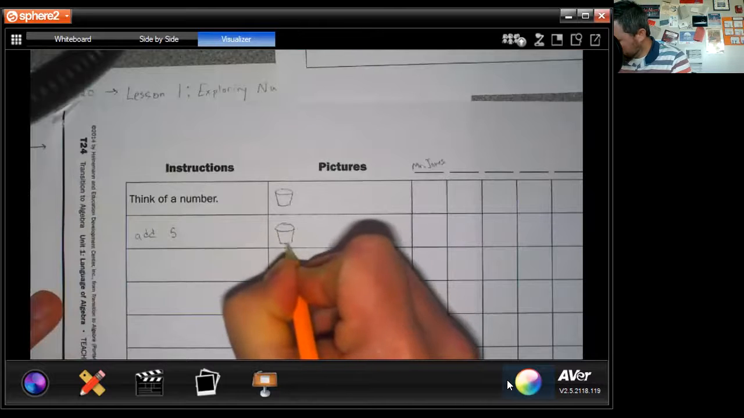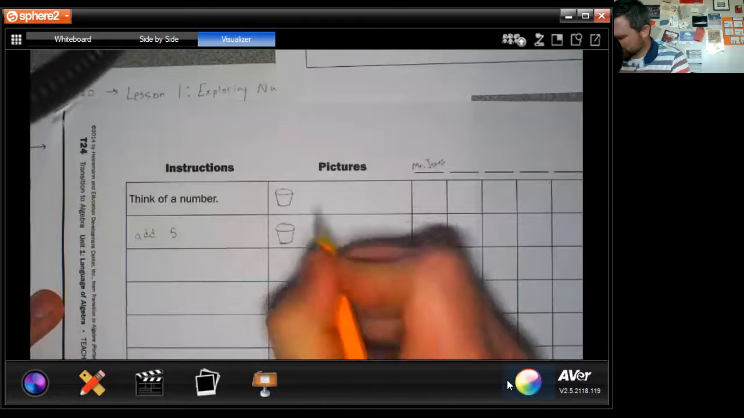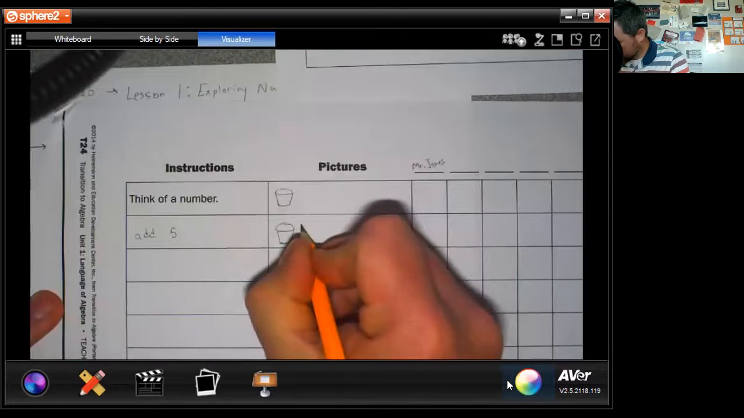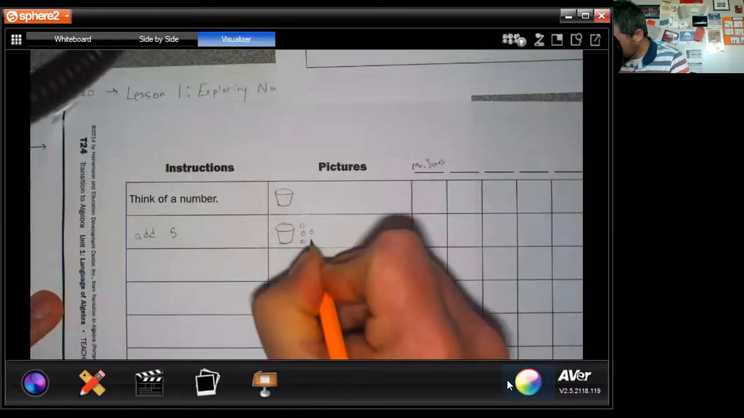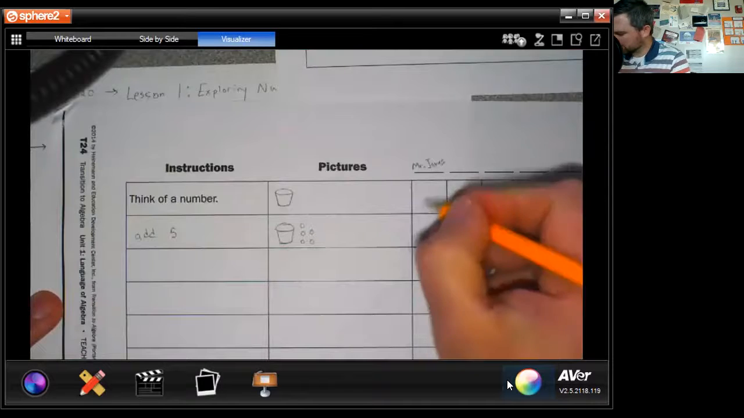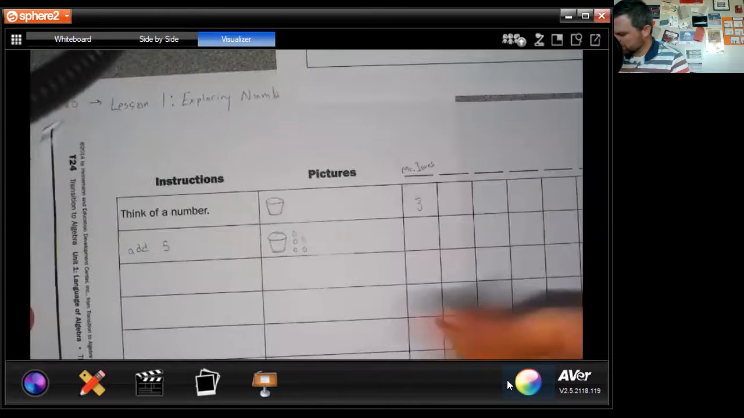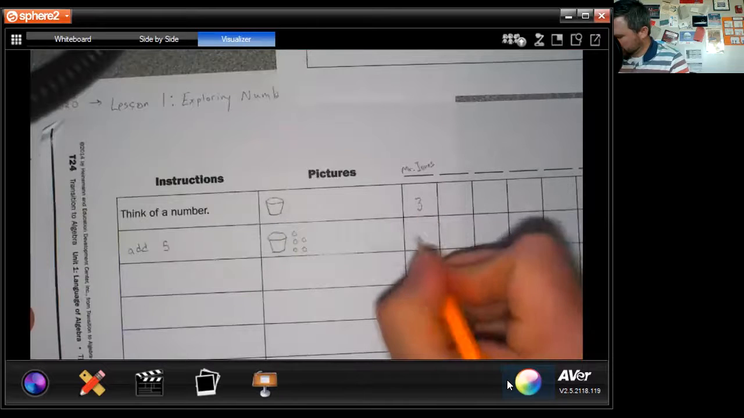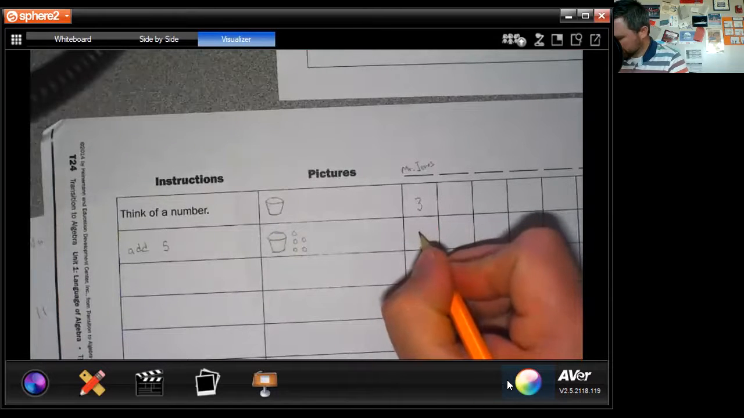And I added 5 things to it. So we're going to represent the 5 with just circles or marbles or dots, whatever you want to use. So 1, 2, 3, 4, 5. Okay, oops, I forgot to fill this out. So my number was 3. Okay, that's what the bucket represented. Then I added 5 to that 3 and got 8.